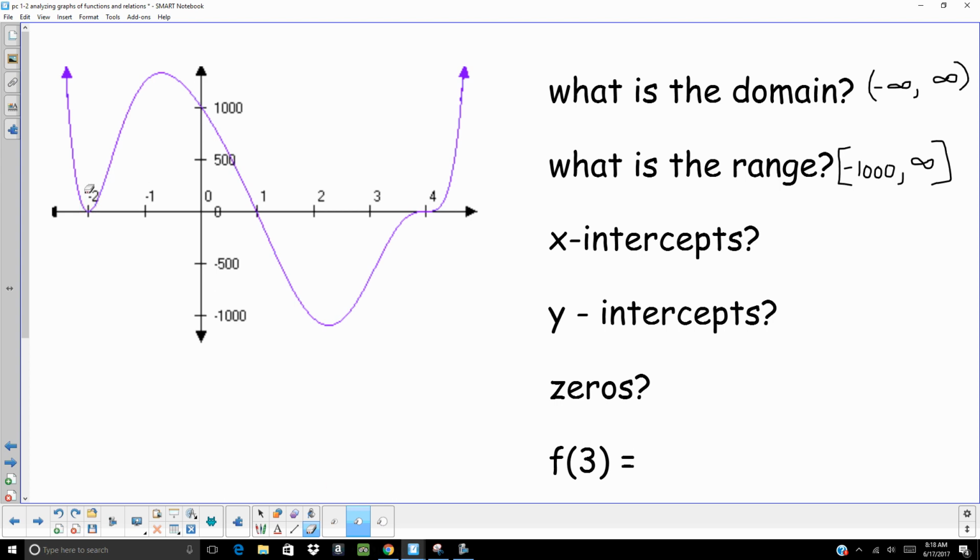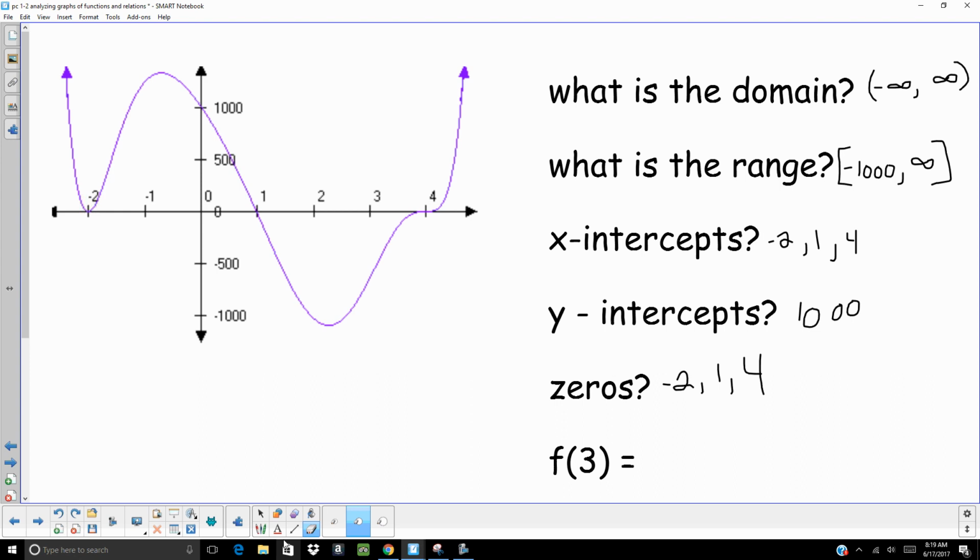X-intercepts, that's where it's crossing your x-axis. So we're touching it. So right there, negative 2, 1, and 4. My y-intercept, where is it crossing my y-axis? Right there at 1,000. My zeros, well, my zeros are the same as my x-intercepts, so negative 2, 1, and 4.